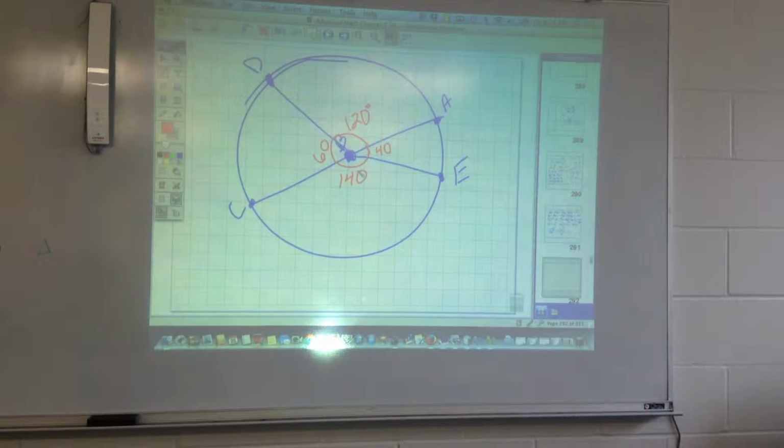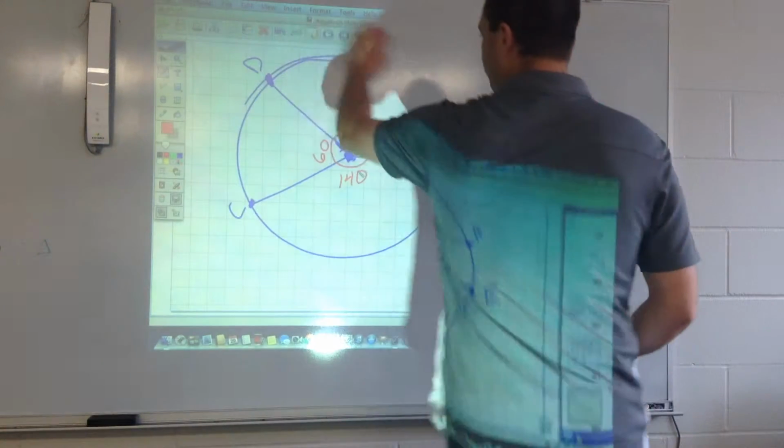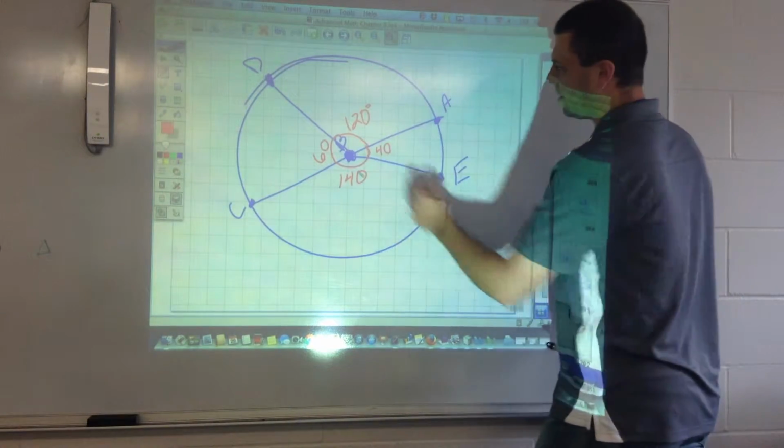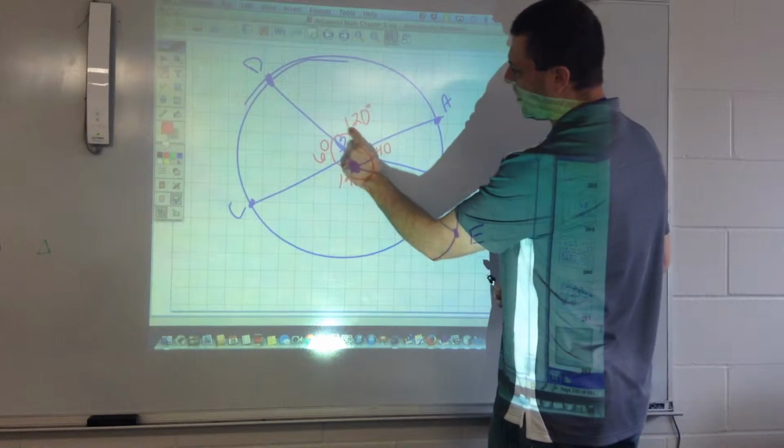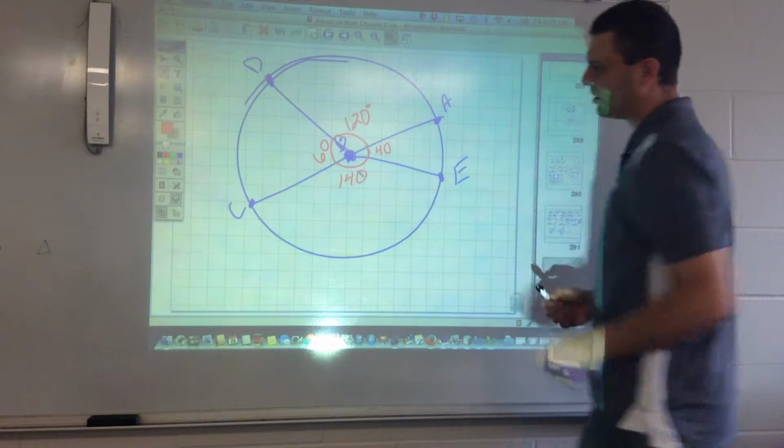All right, so we have a circle here. AC is a diameter. BD and BE, those are radii. Okay? And I've given you the measure of all these central angles in the circle.